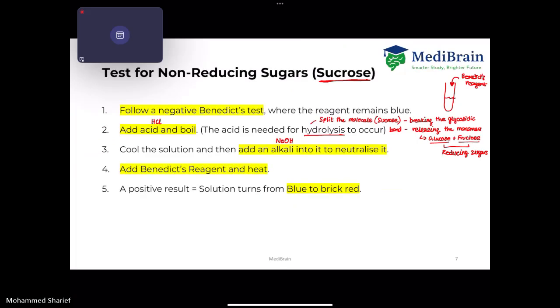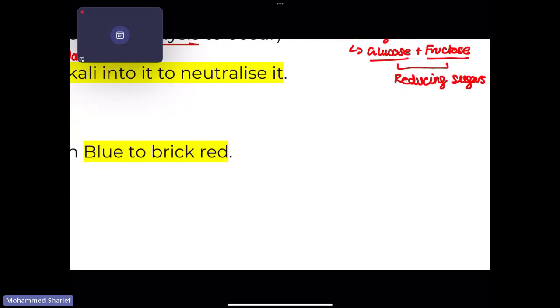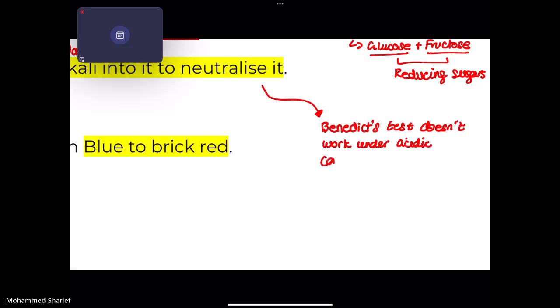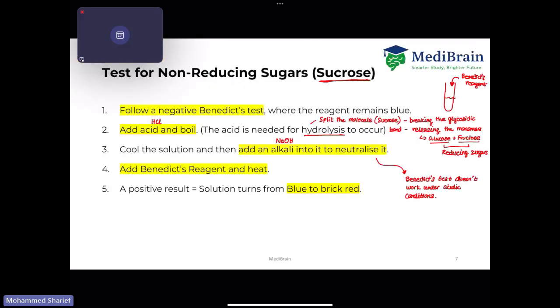Okay, so the reason why we are doing this is basically because Benedict's doesn't work under acidic conditions. Okay, it needs to be neutral for it to work. That's why, because we've added in acid over here, we're going to add in alkali over here so we can neutralize the solution. So it's not either acidic or alkaline.